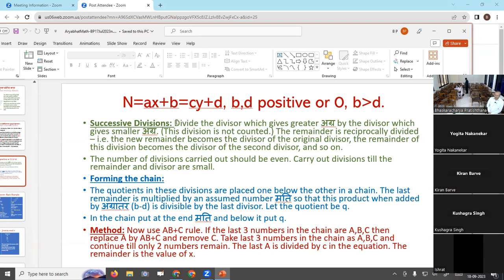Take the last three numbers in the chain as A, B and C and continue till only two numbers remain. The last A is divided by small c in the equation. Small c corresponds to the smaller agra. The remainder is the value of x. Now, this last division by c is made to make x small. So this is the method.